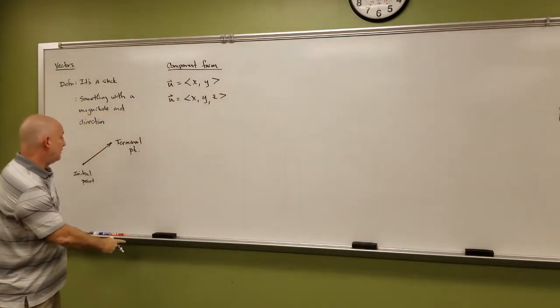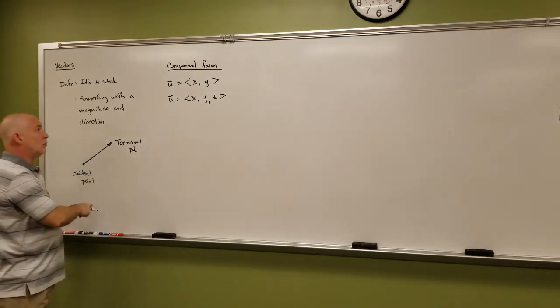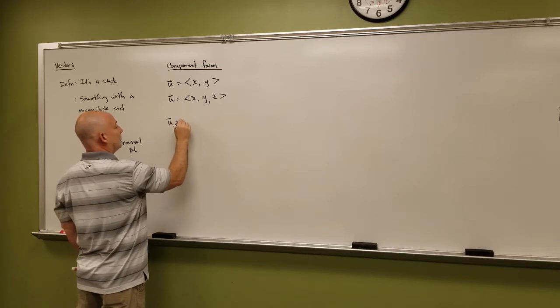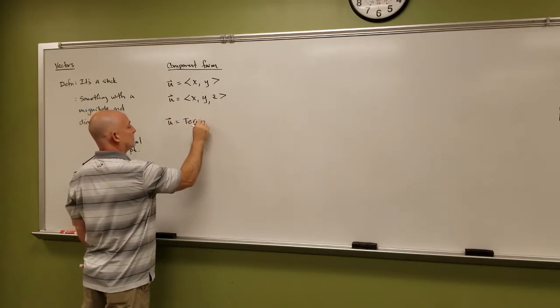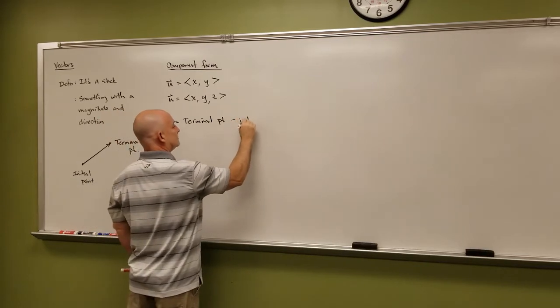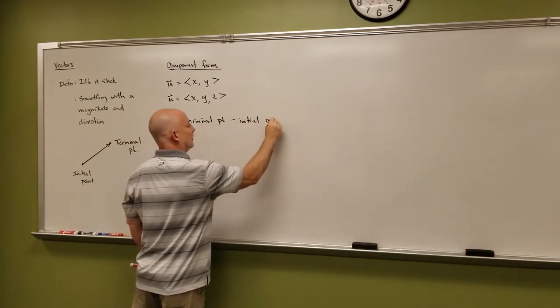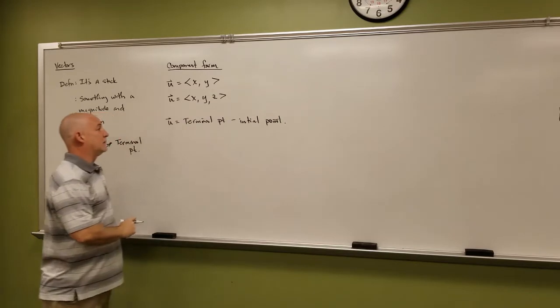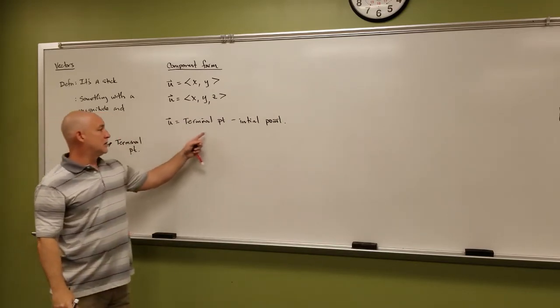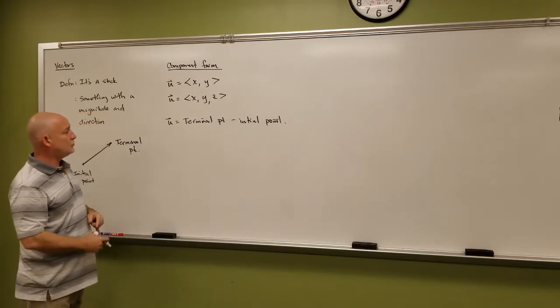Now, if you're given a terminal point and an initial point to find the vector, it's always going to be the terminal point minus the initial point. And we'll see an example of that in just a second. So if you're given the terminal point and initial point, to find the vector, it's just terminal minus initial.